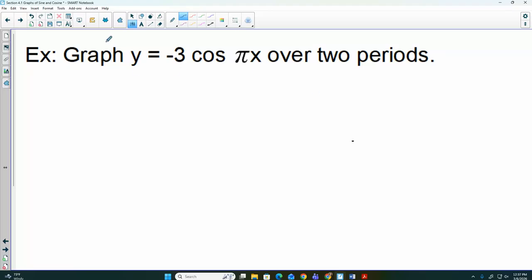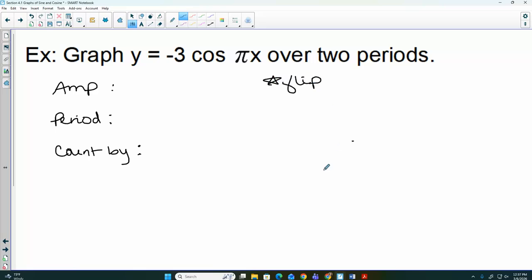Information, same thing every time. Amplitude, period, count by. Amplitude is a positive number. What does it mean if there's a negative in front? Okay, so the negative is going to flip it. My amplitude is 3. How do we find period?